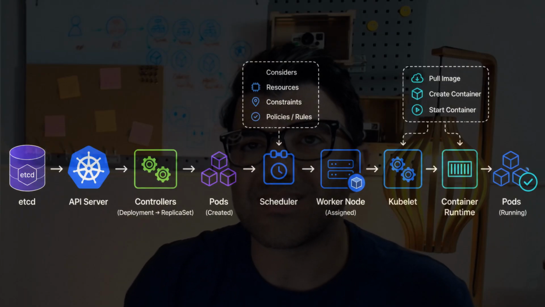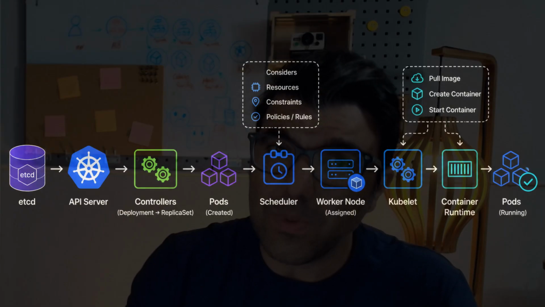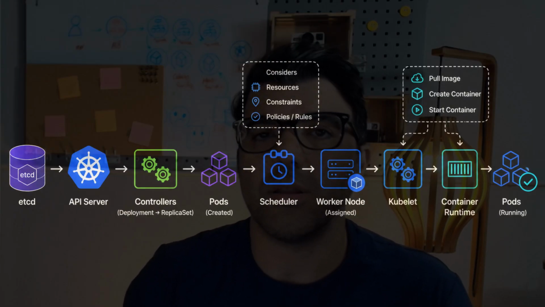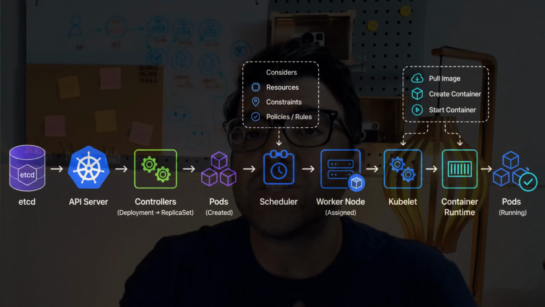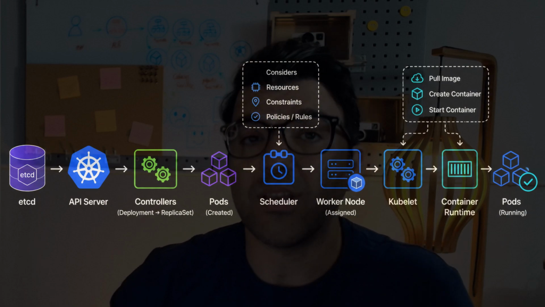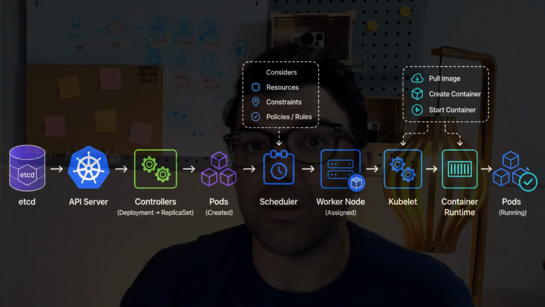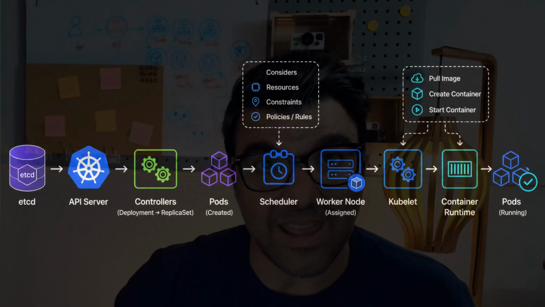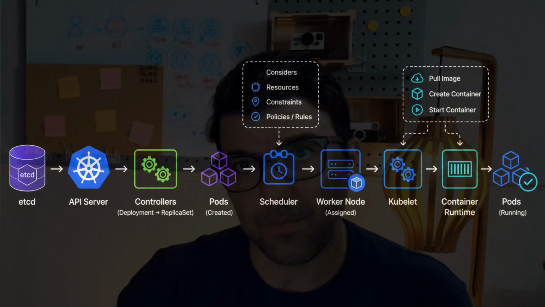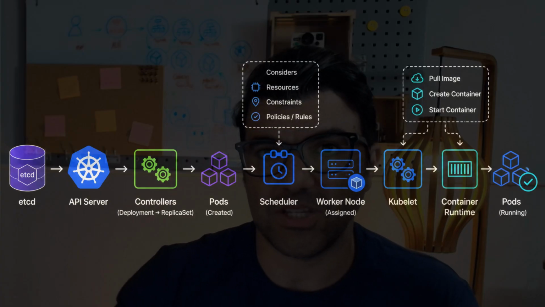Once the pod is assigned to a node, the kubelet notices it. So it's assigned to node 1 or node 2 or node 3 or whatever. The kubelet works with the container runtime, let's say containerd or Docker or whatever, to pull the image if needed and create the container, and start your application. So this is the moment your application finally starts.